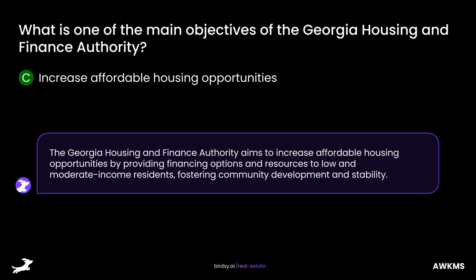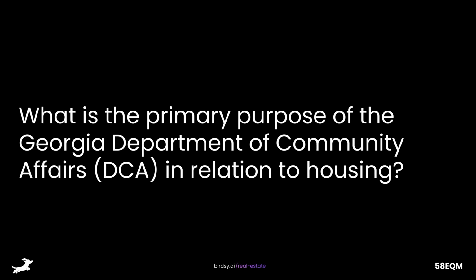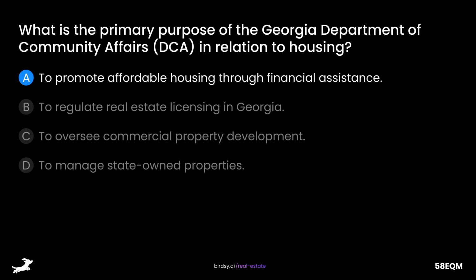The Georgia Housing and Finance Authority aims to increase affordable housing opportunities by providing financing options and resources to low and moderate income residents, fostering community development and stability. Georgia Department of Community Affairs. What is the primary purpose of the Georgia Department of Community Affairs in relation to housing? Is it A, to promote affordable housing through financial assistance? B, to regulate real estate licensing in Georgia? C, to oversee commercial property development? Or D, to manage state-owned properties? The answer is A, to promote affordable housing through financial assistance.